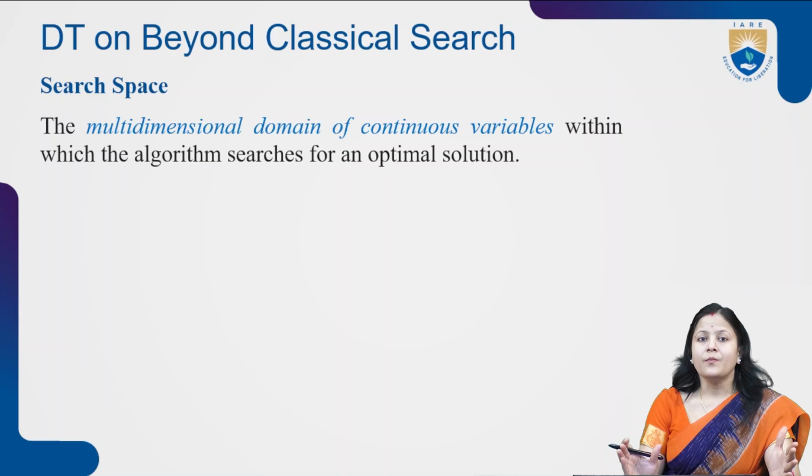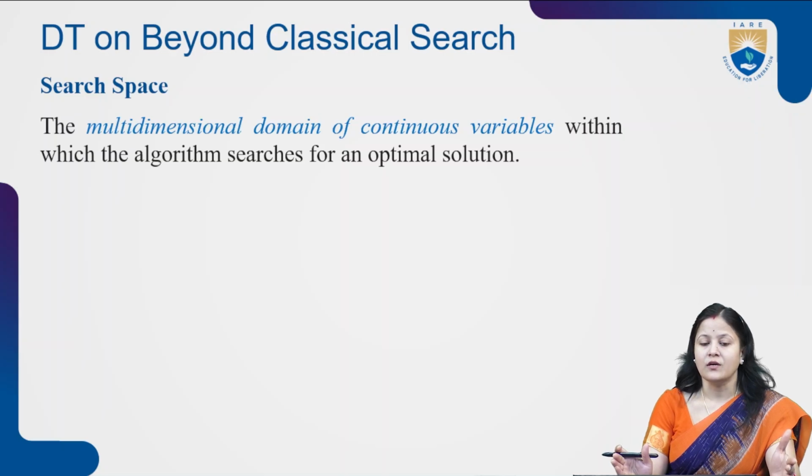Search space is the multidimensional domain of continuous variables within which the algorithm searches for an optimal solution. The space where the continuous values remain is called the search space.